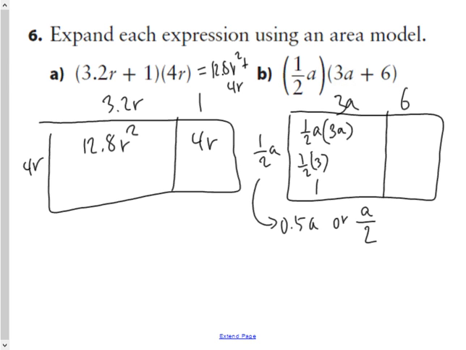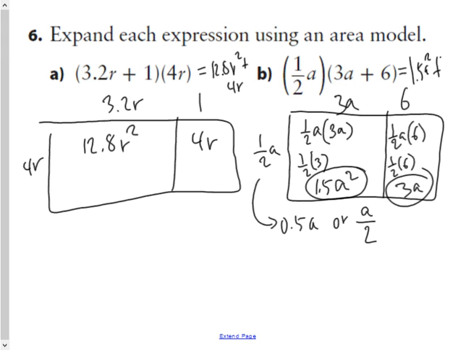And half of 3 is 1.5. So our coefficients when they get together are going to be 1.5. And a times a is going to be a squared. So the area of this particular part is going to be 1.5a squared. And here we're going to have a half a multiplied by 6, or a half multiplied by 6, which is half of 6, which is 3, and an a. So the area of that part will be 3a. So our answer for the solution for this one is going to be 1.5a squared and an additional 3a when we use this distributive property idea.